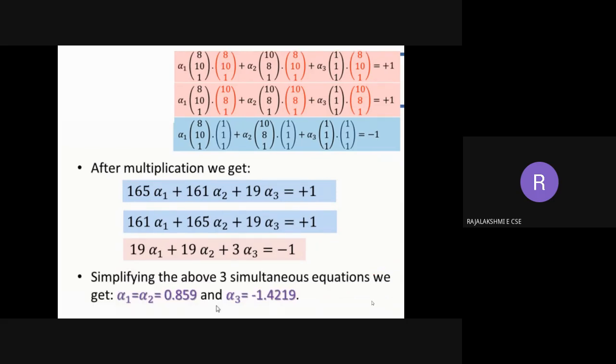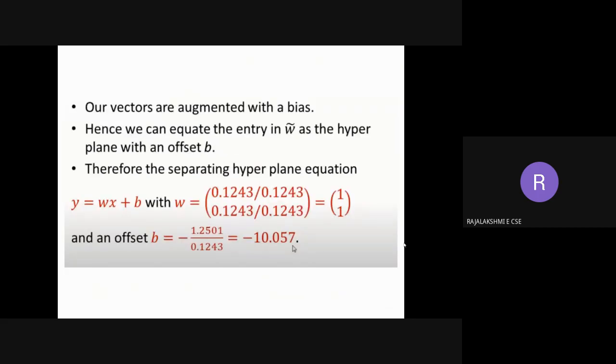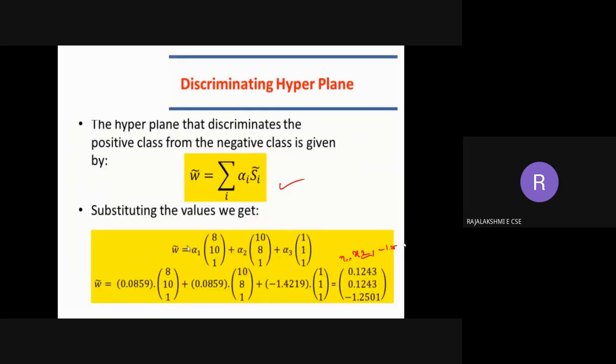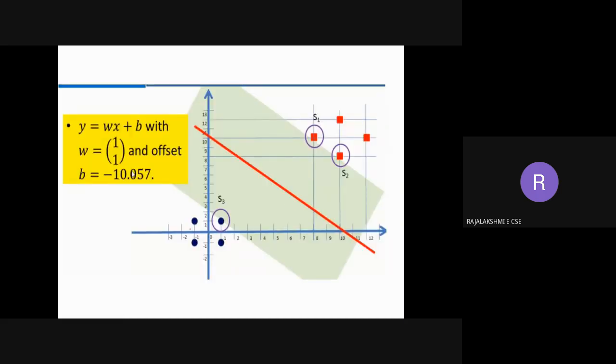After substituting alpha 1, alpha 2 and alpha 3 in this hyperplane value, you get W as 0.1243, 0.1243 and minus 1.25. What does it mean? X1 and X2 are equal and the bias value is minus 1.25. This is tedious to plot because it is 0.1, so I cannot point out the hyperplane correctly. Therefore we normalize by dividing by 0.1243. Since both are equal, dividing gives 1 and 1. Similarly, dividing the bias by 0.1243 gives minus 10.057, so the bias is 10.057.